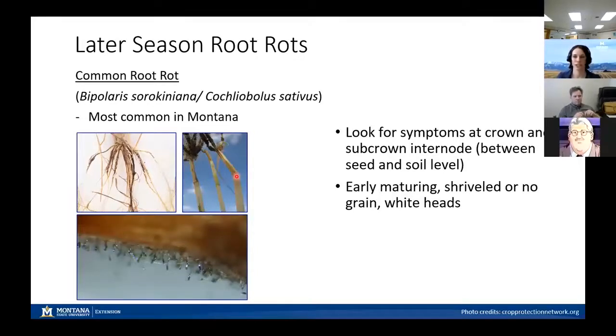Later in the season, you will notice this disease as heads that are maturing earlier than the rest of the field, and the grain may be shriveled or there may not be grain at all.